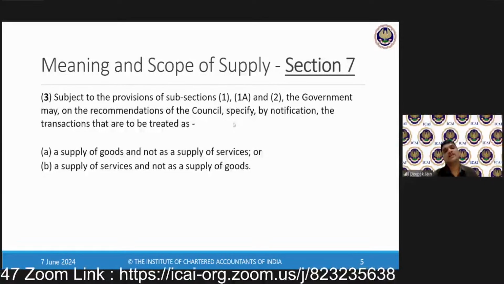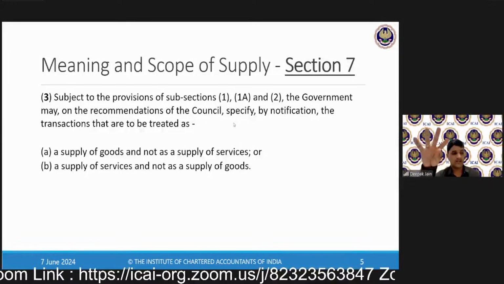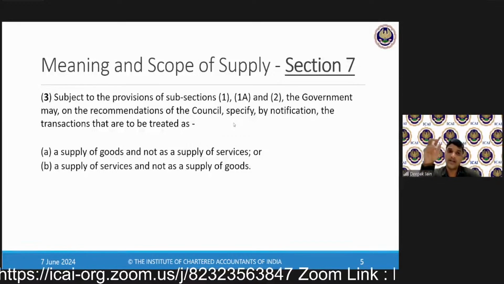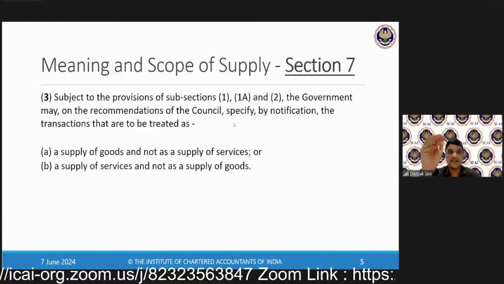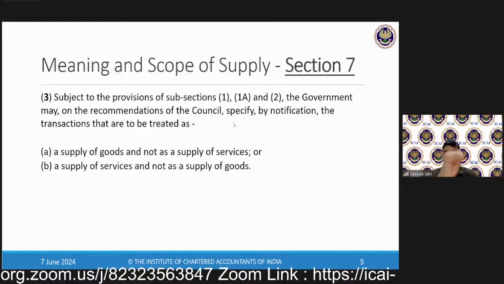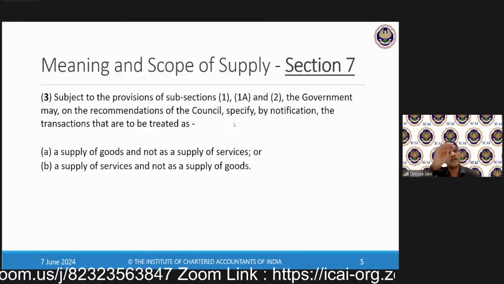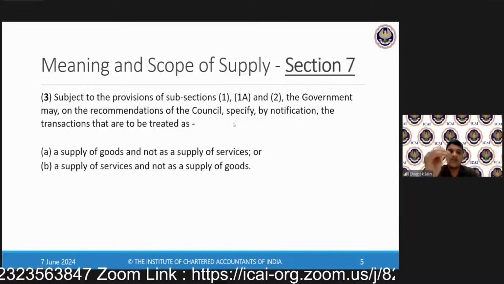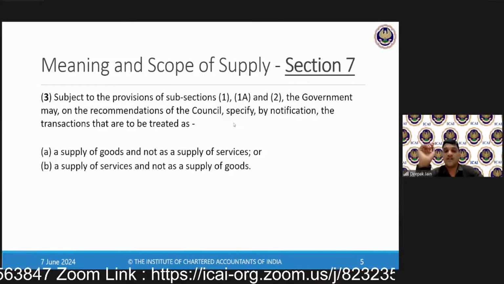Then 7(3) says that whatever is there in 1A and 2, the government on the recommendation of the GST Council can specify that this is a supply of goods, this is a supply of services, and this will remain a supply of goods and not services, or this will remain a service and not goods. They can make such a classification.